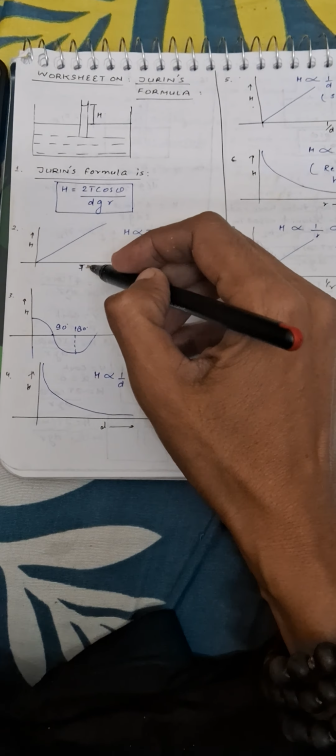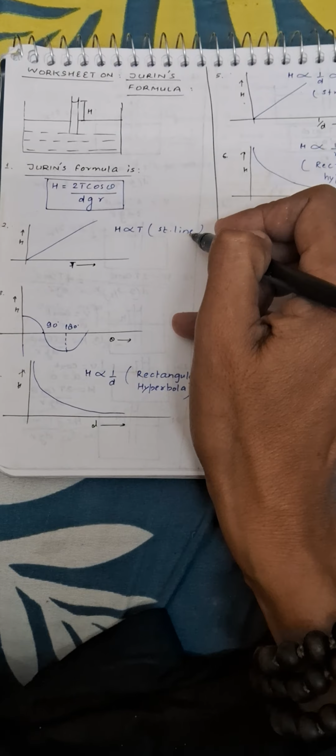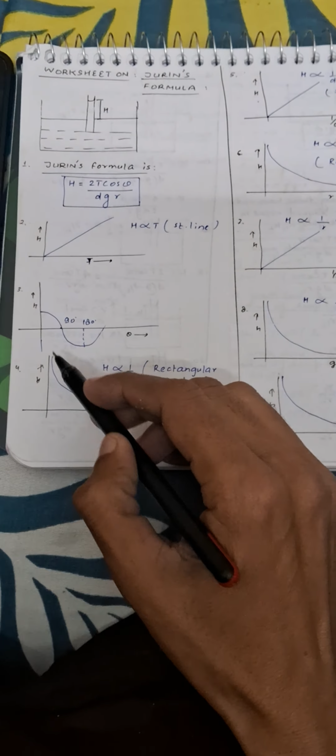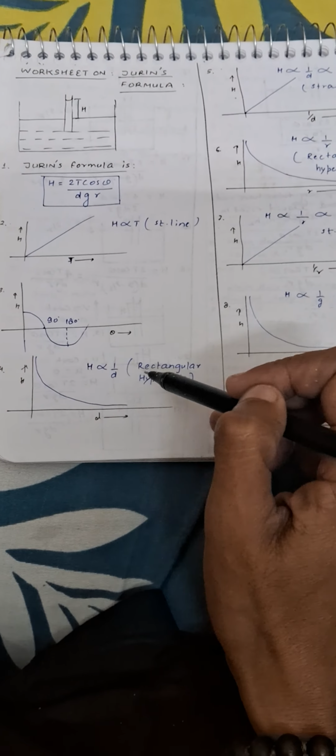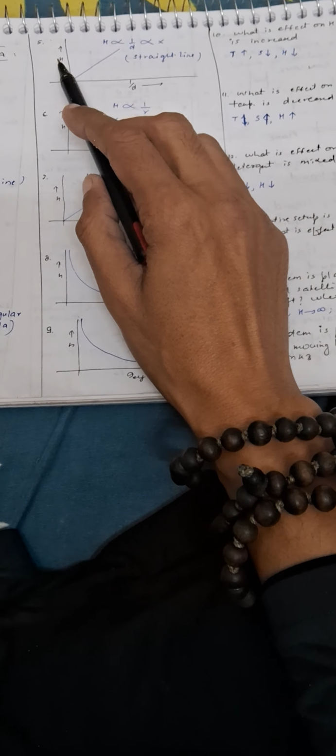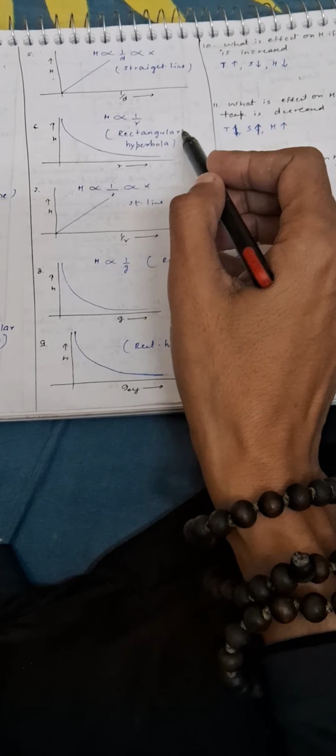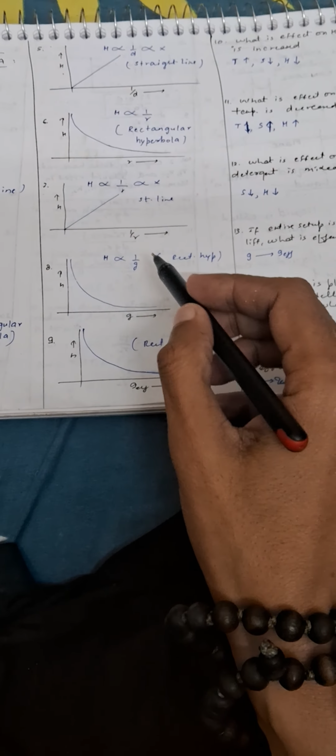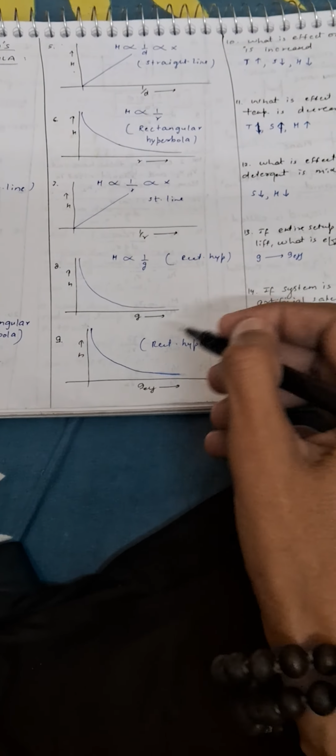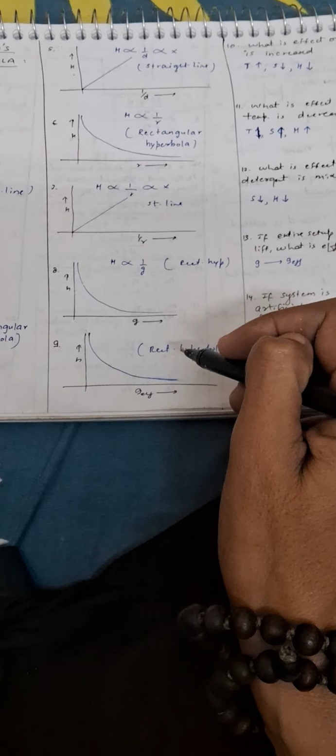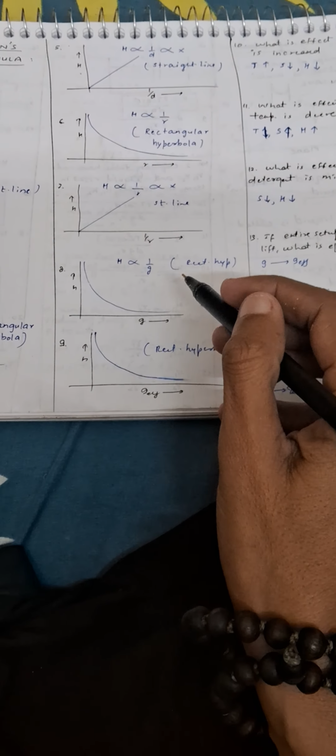If you draw the graph between h and T, that will be a straight line. Then the graph between h and θ will be a cosine curve. The graph between h and d will be a rectangular hyperbola, whereas for h and 1/d it will be a straight line. h and r will be a rectangular hyperbola. h and 1/r is a straight line. h proportional to 1/g, again a rectangular hyperbola. And for h and g effective, the graph will also be a rectangular hyperbola.